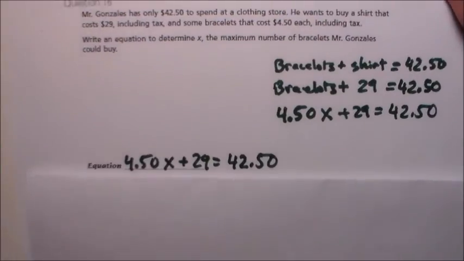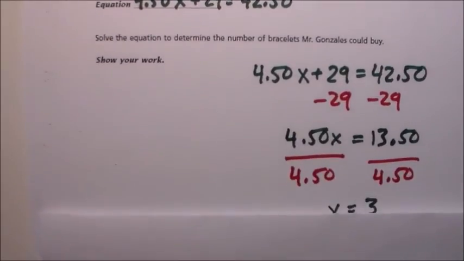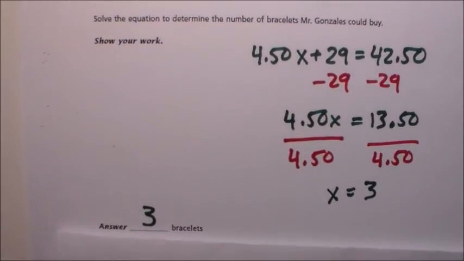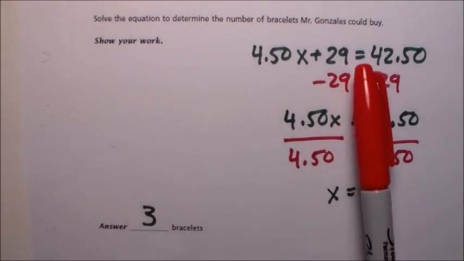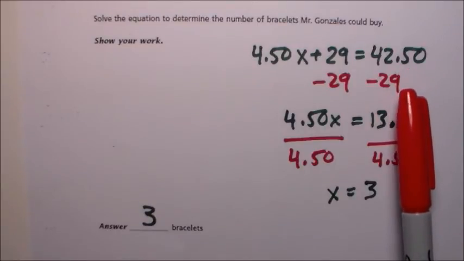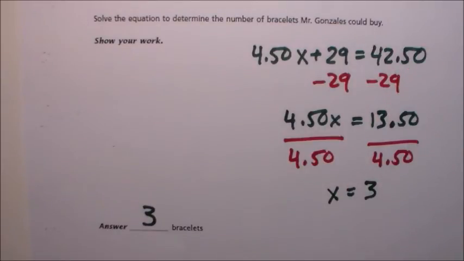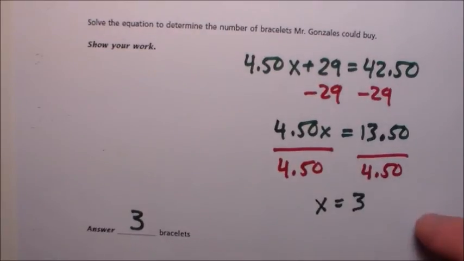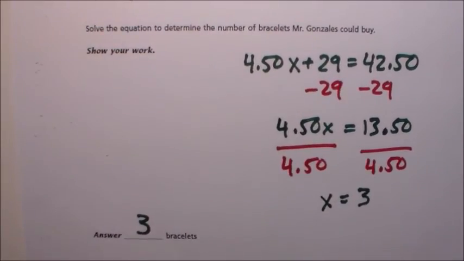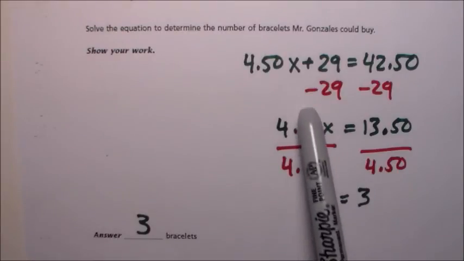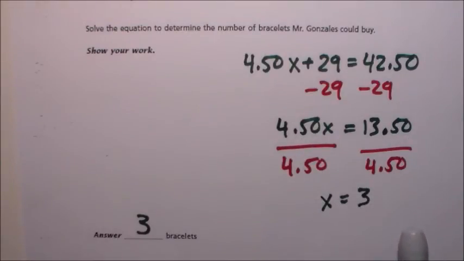That's our equation. Part 2 says, why don't you go ahead and solve that equation? And we're happy to. $4.50X plus 29 minus 29 equals $42.50 minus 29. That makes sense because we want to simplify this, and getting rid of the 29s makes it more able to be dealt with. Then we have 4.50X equals 13.50. Let's just divide each side by 4.50. That cancels this out, and plug into a calculator or do it the long way by hand if you want. We get X equals 3. Mr. Gonzalez can buy 3 bracelets.